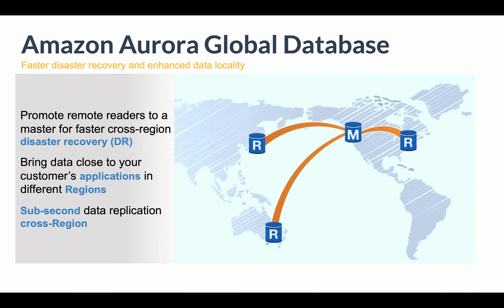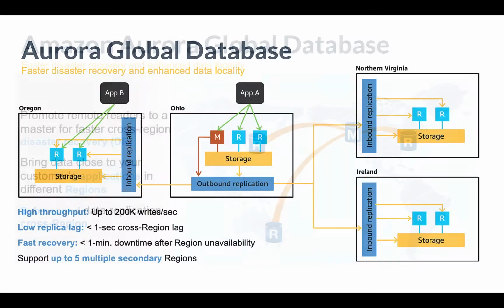So basically it covers two main use cases. First one is applications with worldwide footprint can use reader instances in the secondary AWS region for low latency reads. And in second, in an unlikely event of a region degradation or outage, one of the secondary regions can be promoted to read and write capabilities in less than 1 minute.